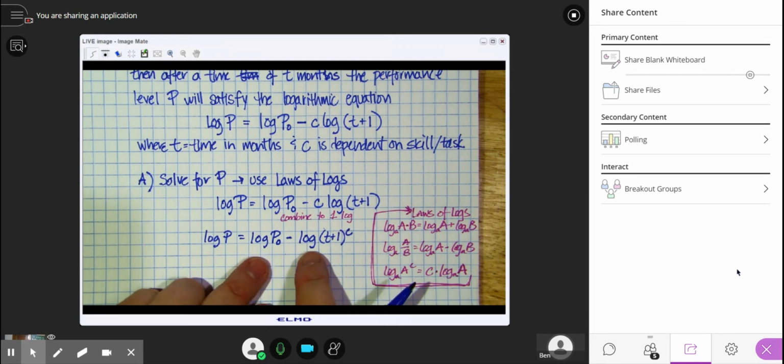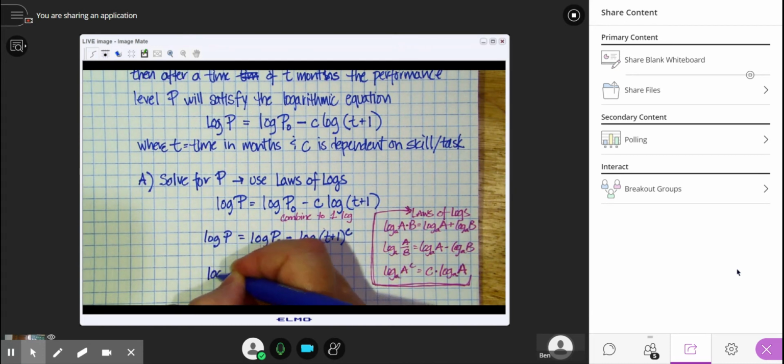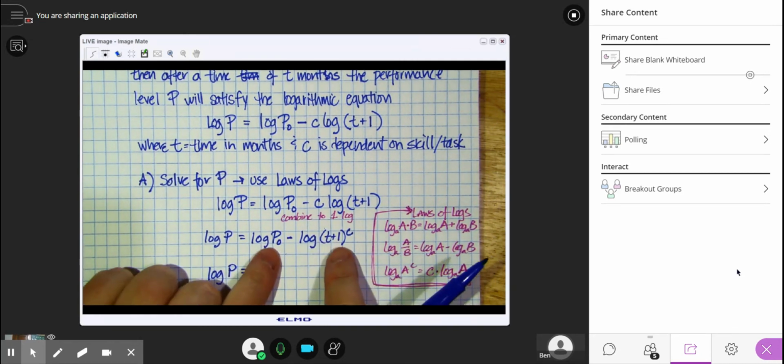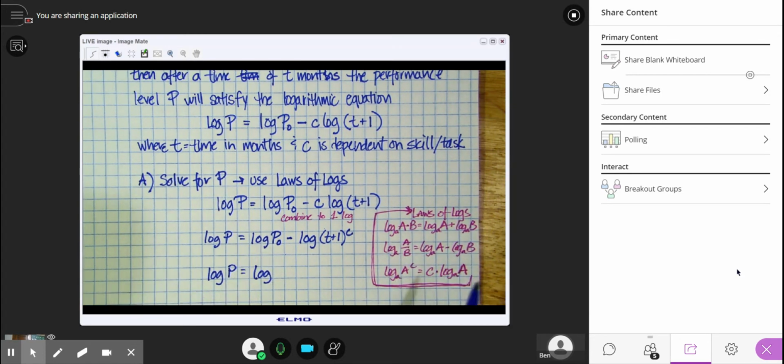Now, these two logs are the same base, and they're being subtracted. So if two logs have the same base and they're being subtracted, then I can combine them. And what can I do with these two results? Well, the subtraction tells me I can rewrite it as division.